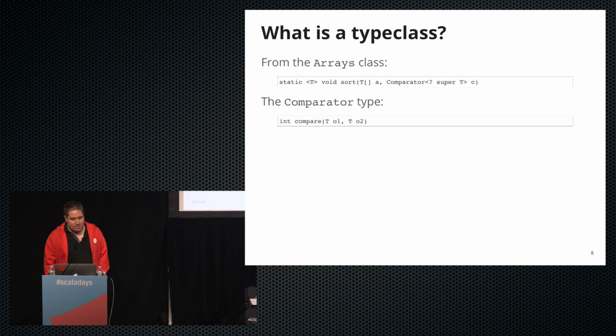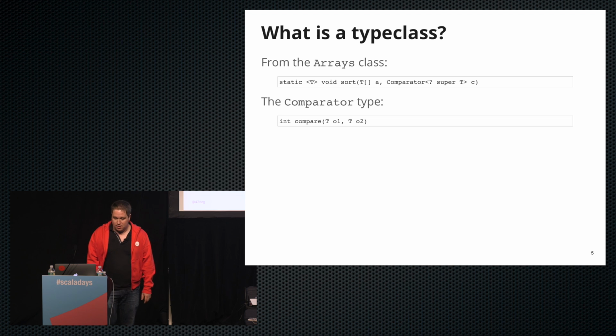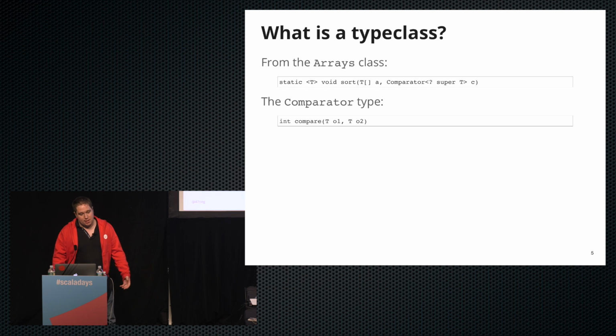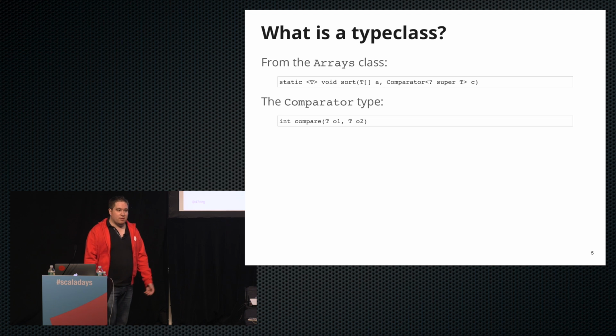And so the comparator has this method here called compare. It takes two things of T and returns an integer. So it's probably not the best interface ever written, but you can imagine if the two T's are the same, then the integer is going to be 0.